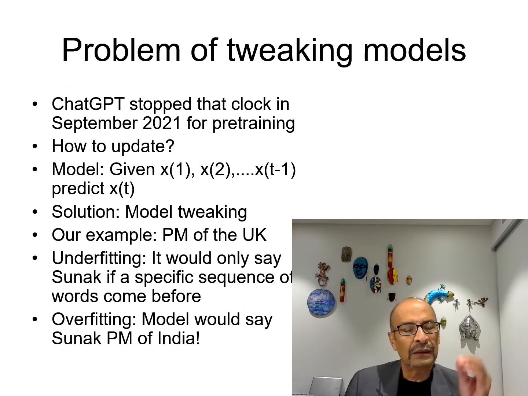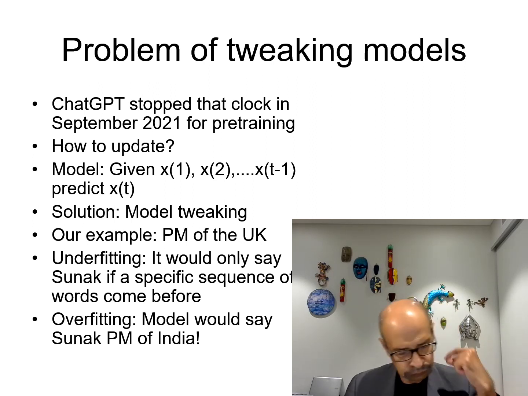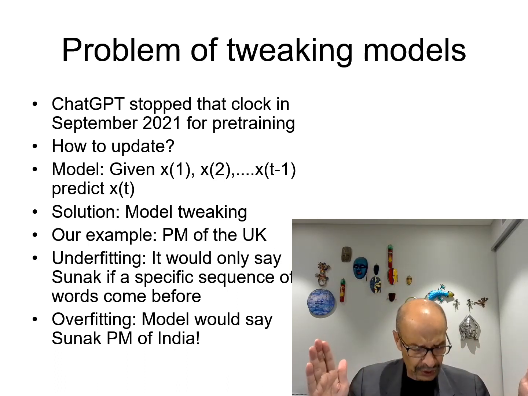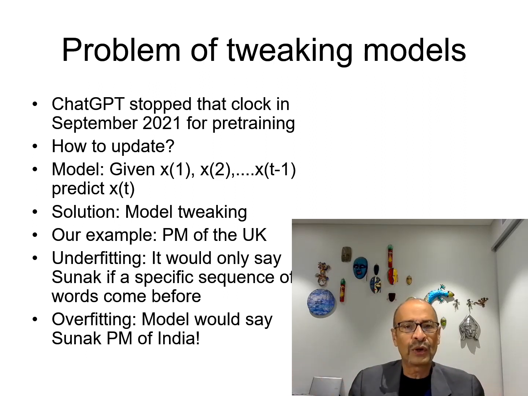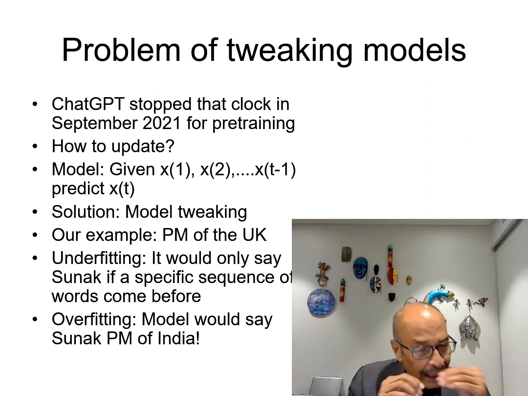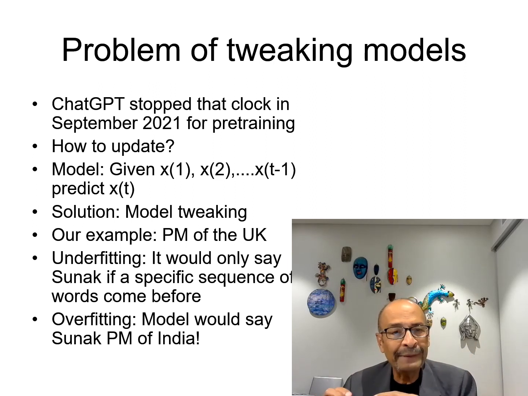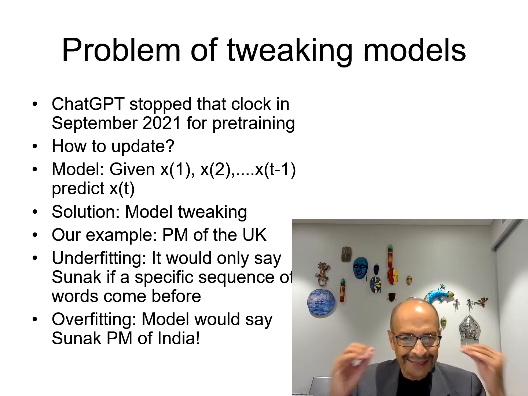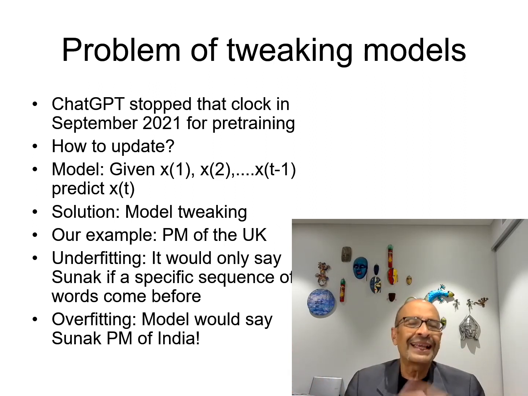Now, let me try to illustrate the problem with what we can do trying to fix this model. So ChatGPT has stopped the clock in September 2021. So what does this model do? Basically, if you have a sequence of tokens, think of them as words, x1, x2, ..., xt minus 1, then it tries to predict what xt is going to be. That's the basis of these models. And then there are bells and whistles, how it does that and so on.